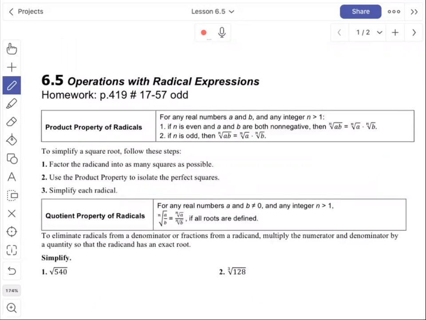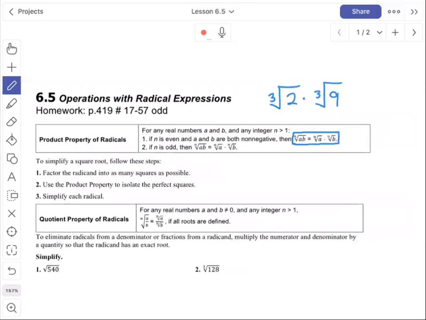First off, when we simplify, a couple of things. When you multiply radicals, you can use this property where you can put radicals together or split them apart. So if I have, let's say, cube root of 2 times cube root of 9, that would equal the cube root of 18. You can multiply those inside the radical together and make it one radical.